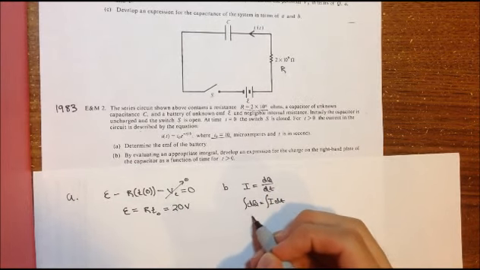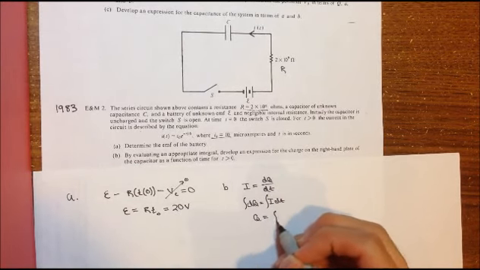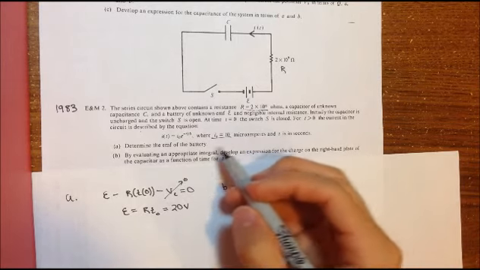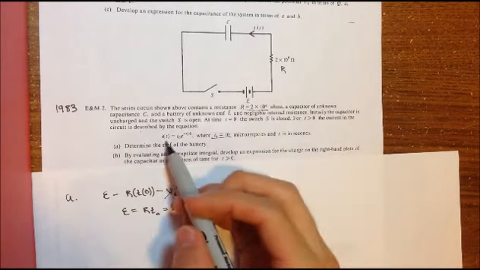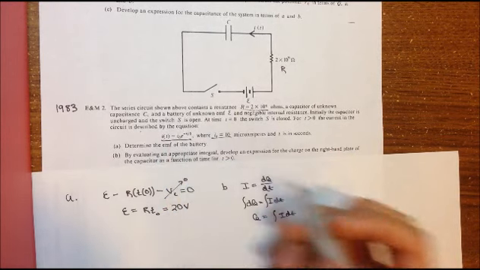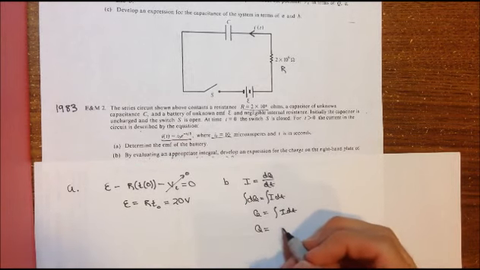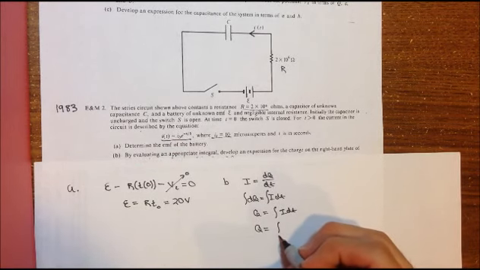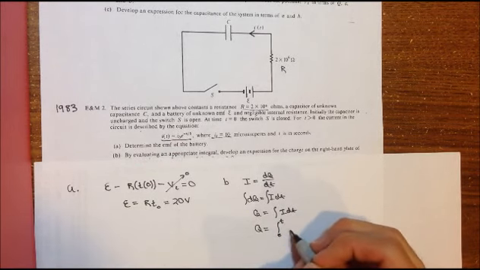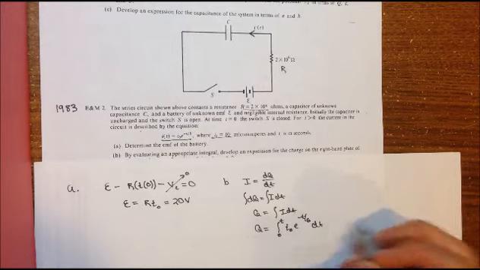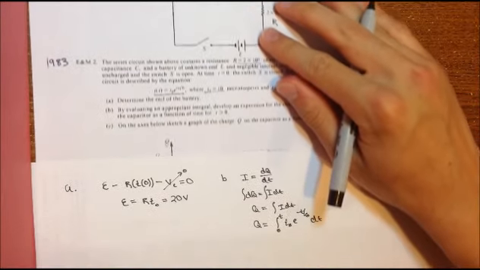Take the integral of both sides and get q is equal to the integral of I dt. In this case, we have the function of I here, and we simply plug that in, and we're going to integrate this from time 0 to t of I naught e to the negative t over 6 dt.